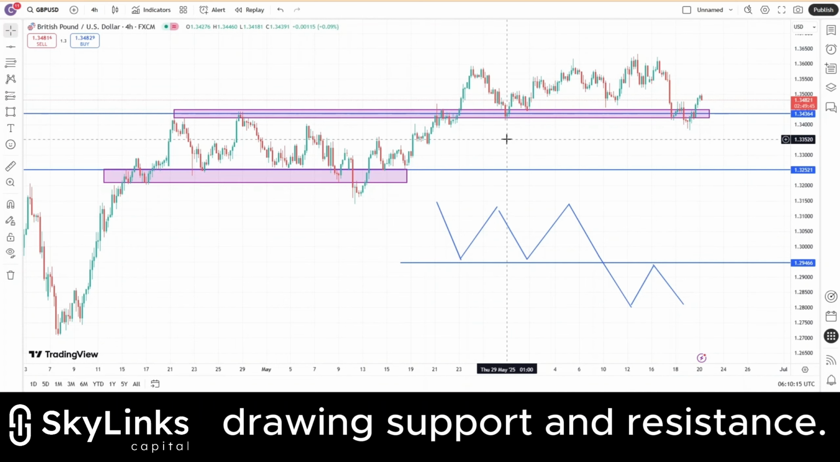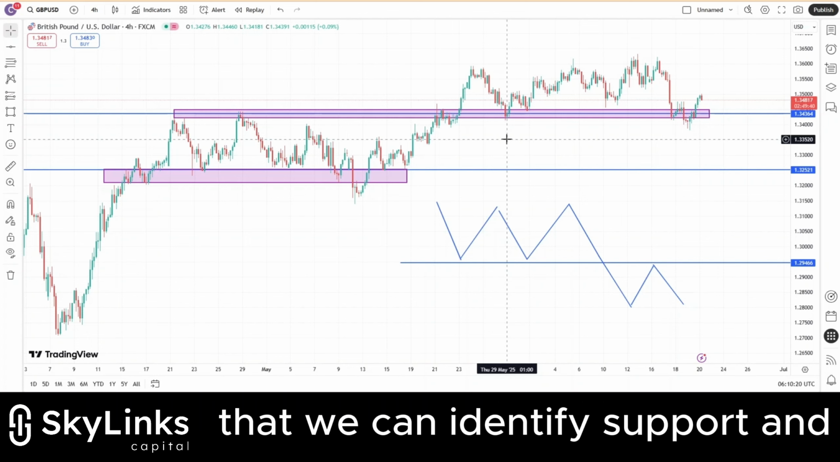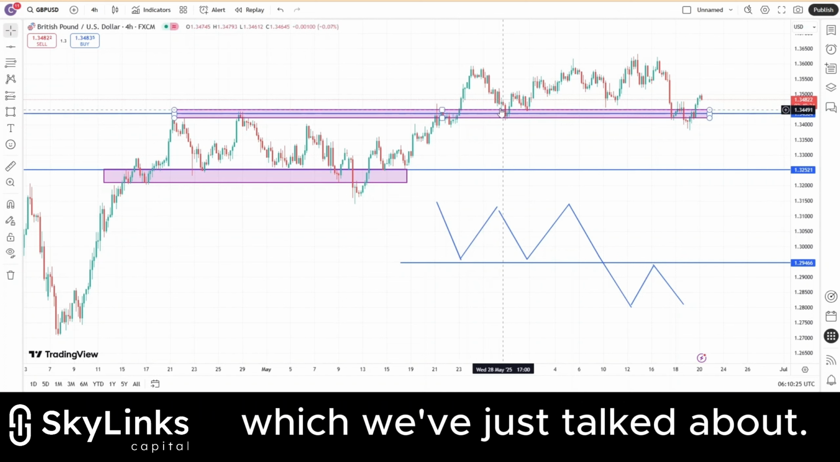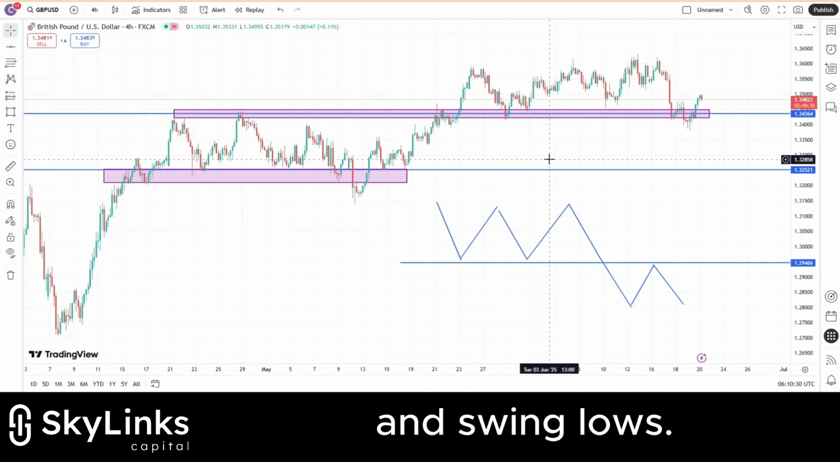Now this is one way of drawing support and resistance. There are a couple of other ways that we can identify support and resistance levels. One being previous rejections, which we've just talked about. So these are rejections of these levels. Another one is swing highs and swing lows.